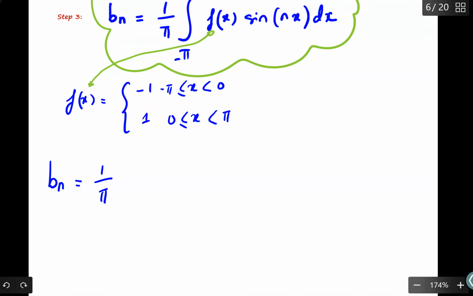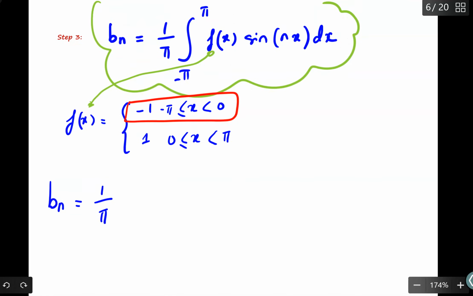Okay, so first of all, I need to fit this function equal to minus 1 into this integral, but I have to split it into 2 because this integral says that I have to go from negative pi to pi, and it is a split function, so I must have 2 integrals. So 1 over pi, okay, from negative pi to 0, which is what I have right here.